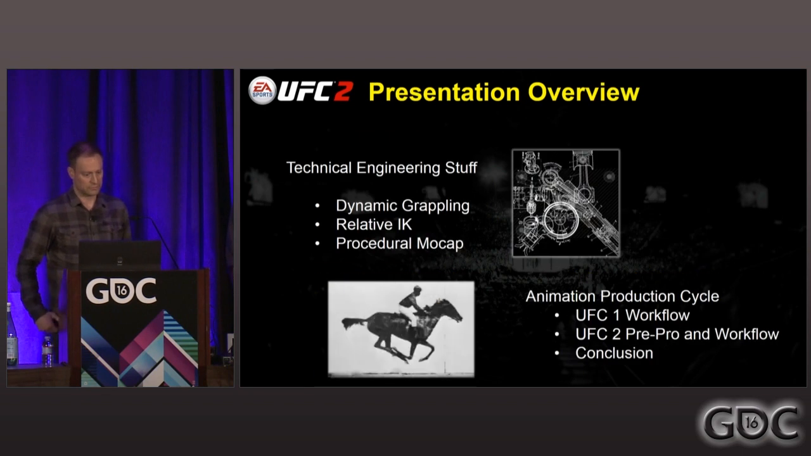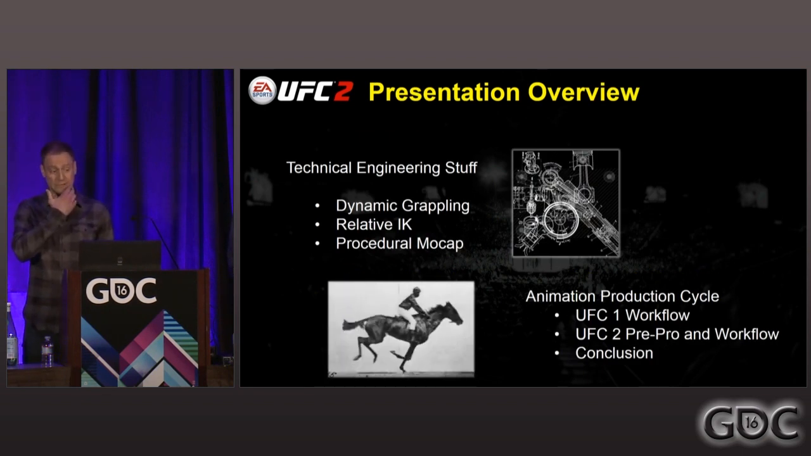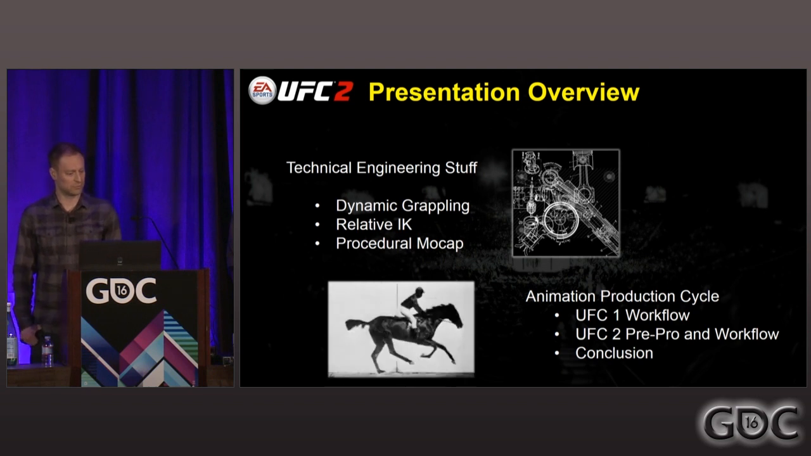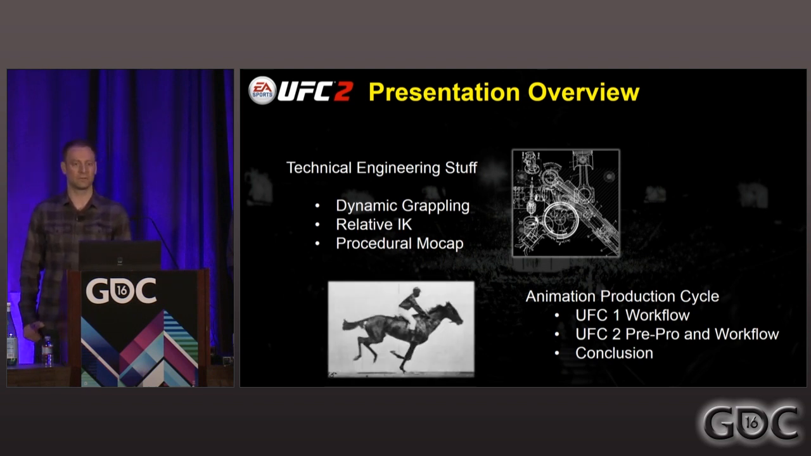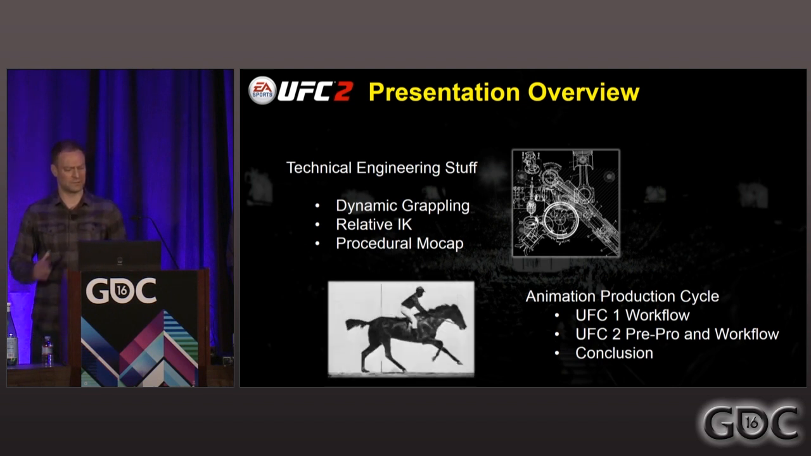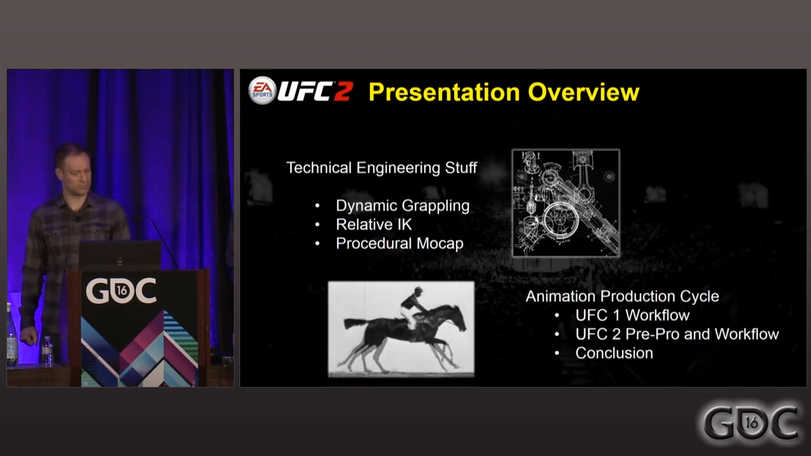All right. So here's an outline of what we're going to be talking about today. I'm going to go first, and I'll be talking about all the technical engineering stuff. I'll give you an overview of our dynamic grappling system, the design change that we went through from UFC 1 to UFC 2, and talk about how that influenced our animation requirements.